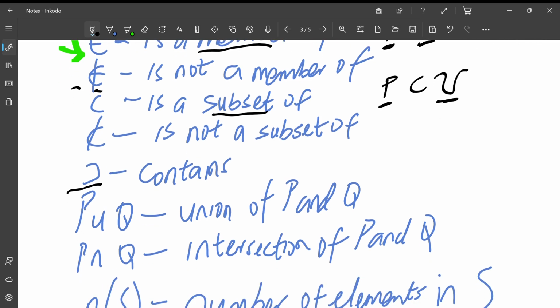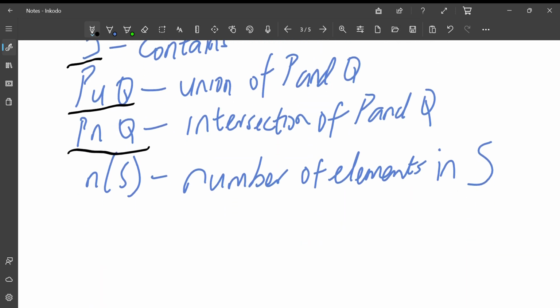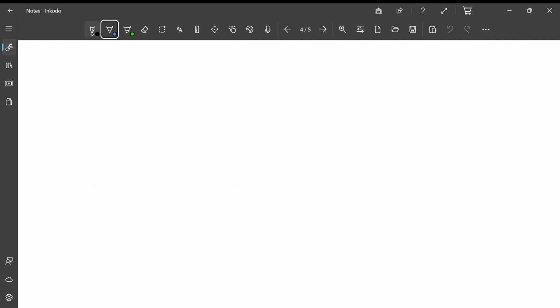When you also see this letter C facing the other way, backwards, it means it contains something. Then these are two of the ones we use commonly: P union Q and P intersection Q. P union Q means if you have sets P and Q, you join them together. Everything in P and everything in Q, add them as one. That's union. Intersection means look at P and Q: what is common to both of them? Where do they meet? That's intersection. And n(S) means the number of elements in S. You will understand these better when I solve examples using them.